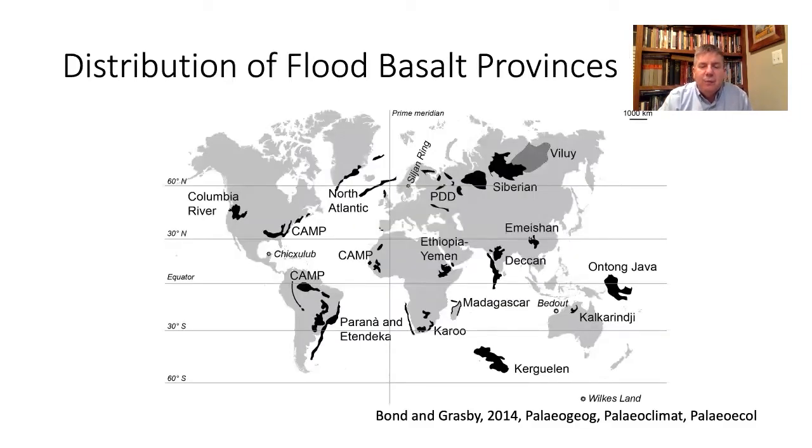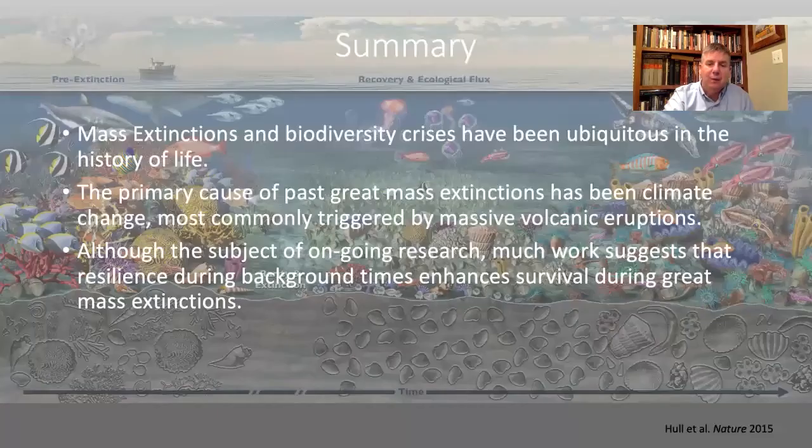This is an illustration showing the distribution of these flood basalt provinces. You can see that many of them are quite massive in size. The Siberian flood basalt one is huge. Some of the other ones are much smaller and had much less, possibly no real biotic consequences at all.